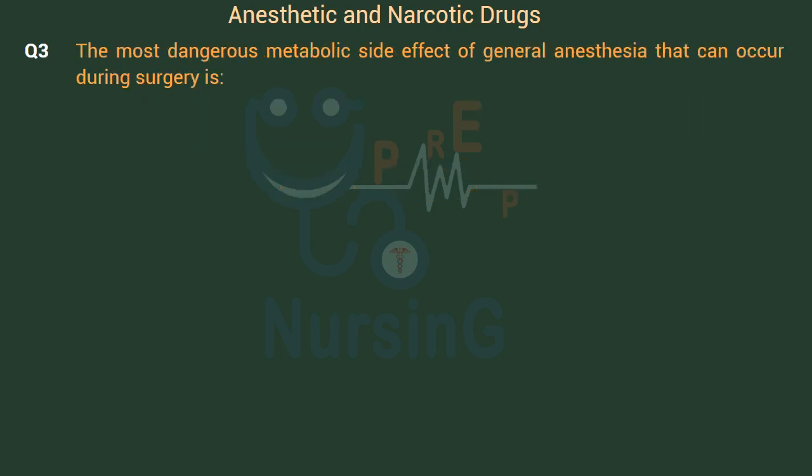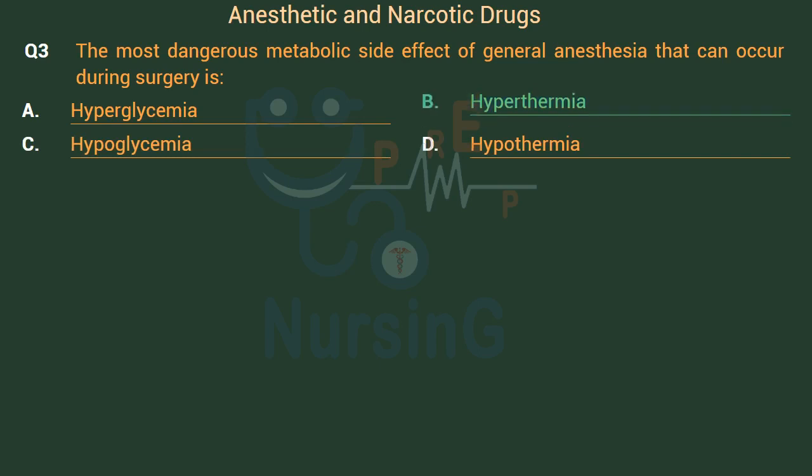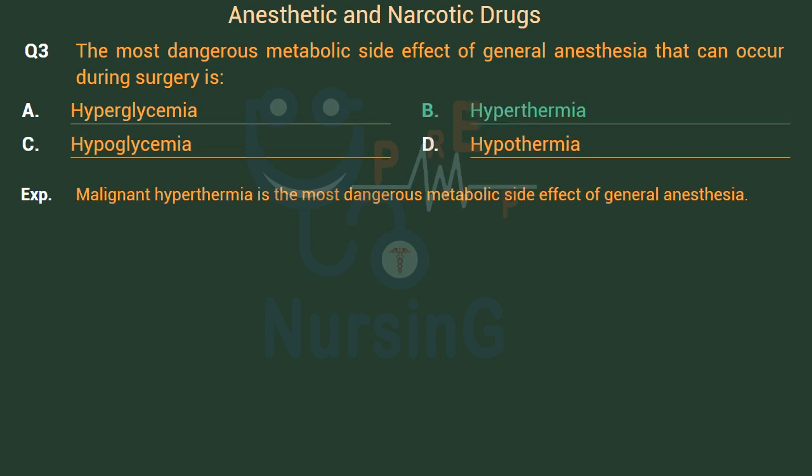The most dangerous metabolic side effect of general anesthesia that can occur during surgery is: Option A, Hyperglycemia. Option B, Hyperthermia. Option C, Hypoglycemia. Option D, Hypothermia. Right answer is Option B, Hyperthermia. Malignant hyperthermia is the most dangerous metabolic side effect of general anesthesia.